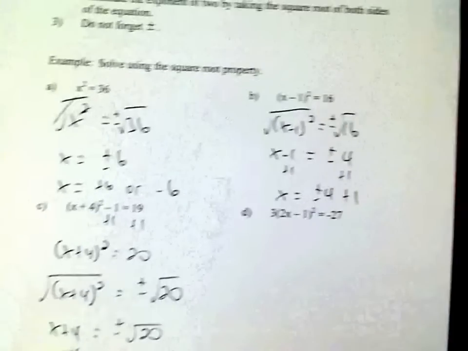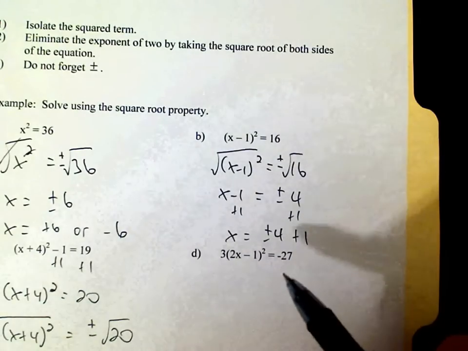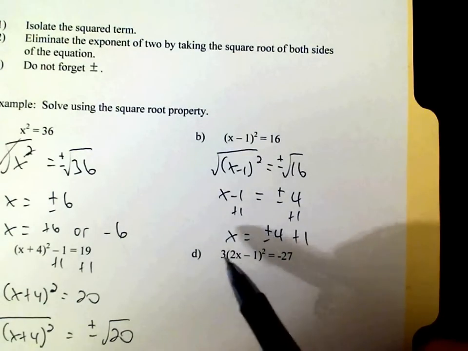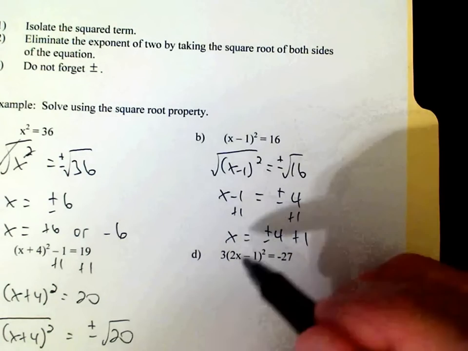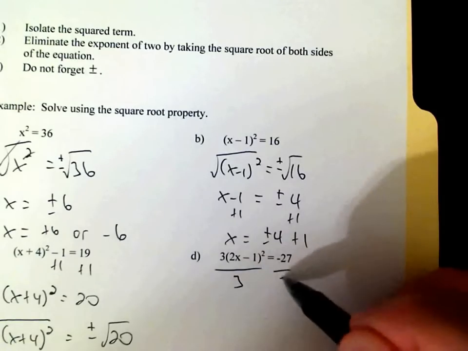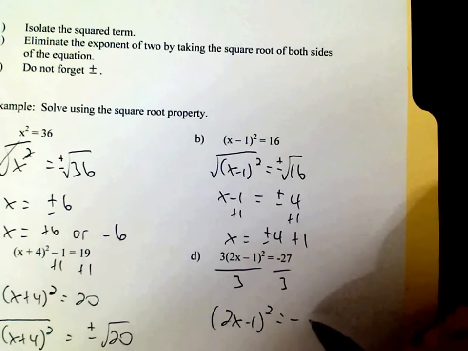Now let's do D part. D part's going to be a fun one. When you look at D, we do have a square term, but we also have a number in front, that 3. We need to eliminate that 3 so we can isolate the square term. So we're going to divide both sides by 3. We end up with 2x minus 1 squared equals negative 9.